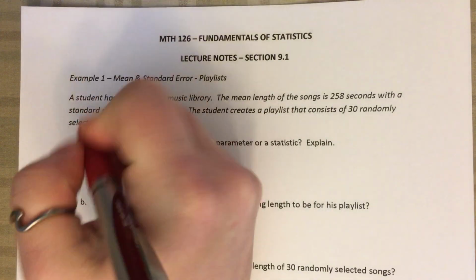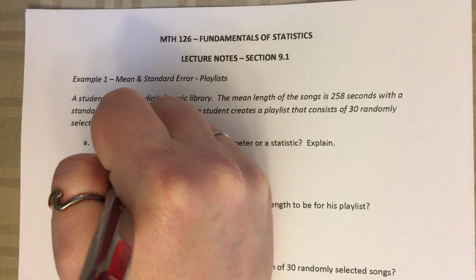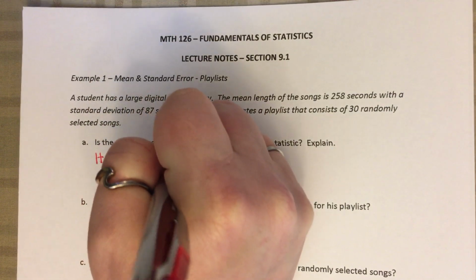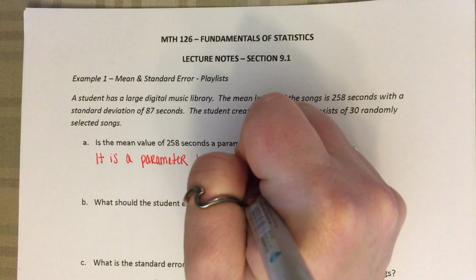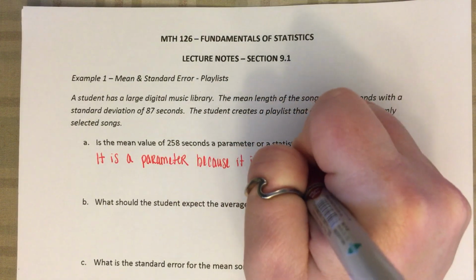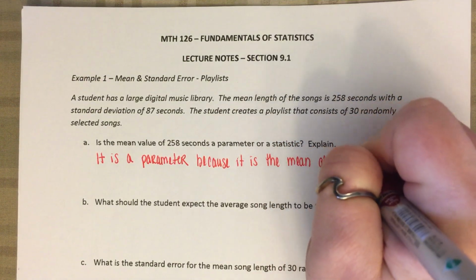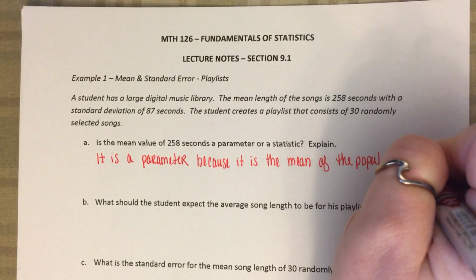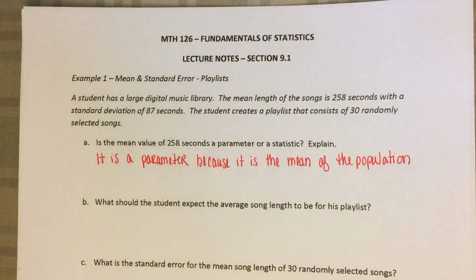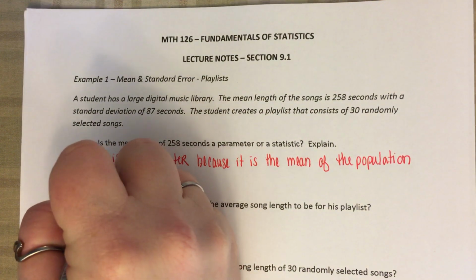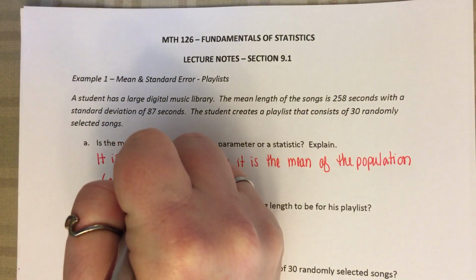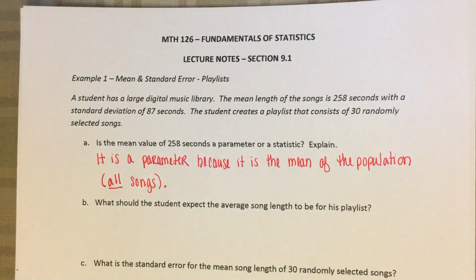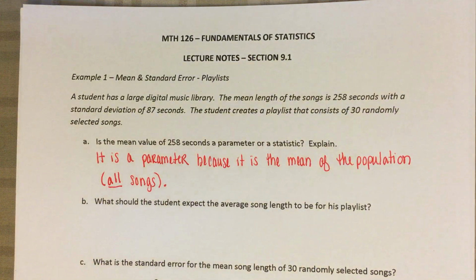We're going to say that it is a parameter, because it is the mean of the population. Remember that parameters go with populations and statistics go with samples. So this is a population. When we're thinking population, we think the word all. So this is the mean of all songs in this digital music library. What we have here is a mean of our population.